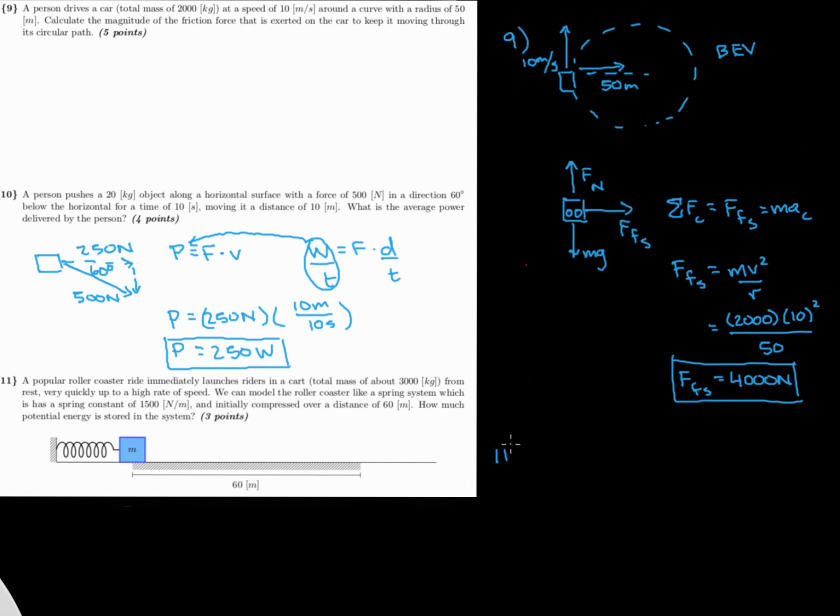So the spring potential energy of a thing is one half k x squared. This is just a long way of wondering if you know what the equation is. So you put in 1500 newtons per meter, and then the thing gets compressed 60 meters. So this is 1500 times 60 squared.